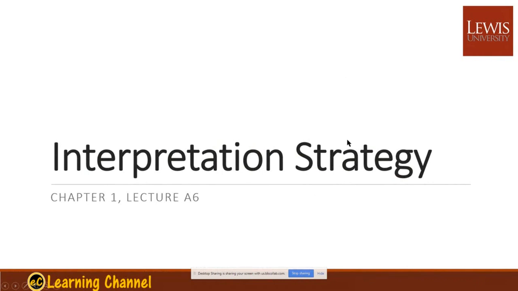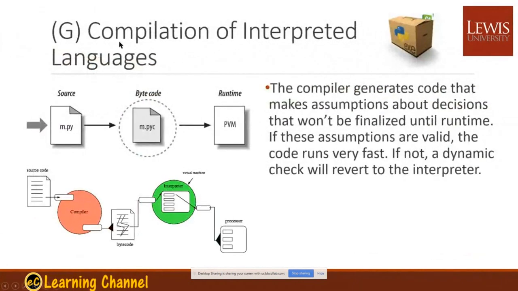So now, interpretation strategy. The previous one we talked about was the compilation strategy. Now we look at the interpretation strategy. Compilation of an interpreted language. Basically, I have a Python file. I can also compile it into an intermediate code called PYC code. And actually, it was made possible as a library for people to copy and use. In turn, the Python interpreter has an option for you to generate only the PYC code and make it portable for other platforms.